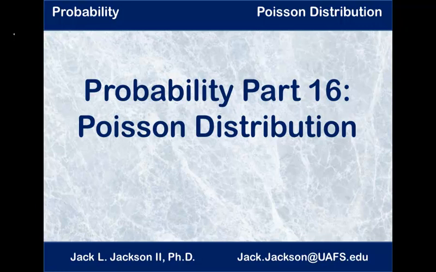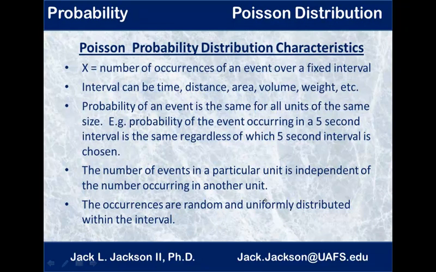The Poisson distribution is another family of discrete distributions, kind of like the binomial distribution or the geometric distribution or the hypergeometric distribution. And very similar to the binomial distribution, we're going to be counting the number of successful events over some time interval or some interval.